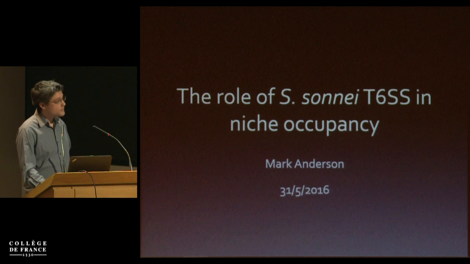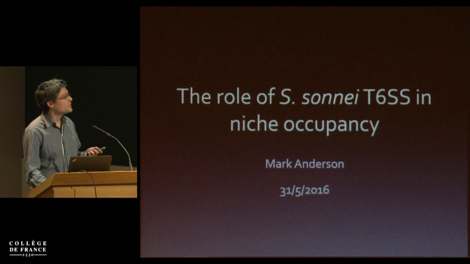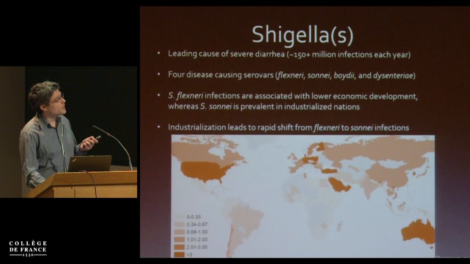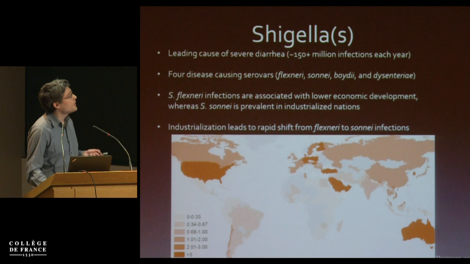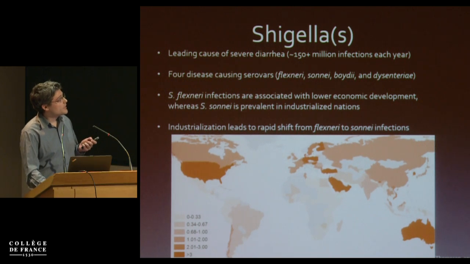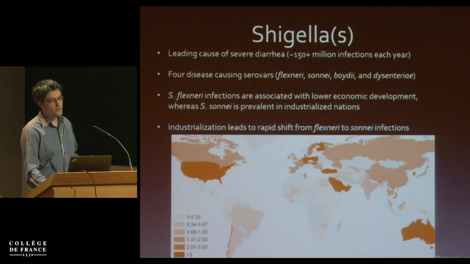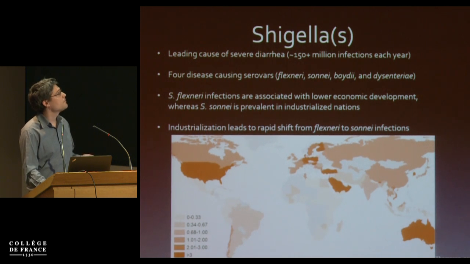So my talk is entitled The Role of Shigella Sonnei Type 6 Secretion in Niche Occupancy. A little bit of background on Shigella. Shigella is a leading cause of severe diarrhea with over 150 million infections globally each year. There are 4 disease-causing serovars: Shigella flexneri, Sonnei, Boydii, and dysenteriae. Shigella flexneri and Shigella Sonnei account for the vast majority of disease around the world, though.